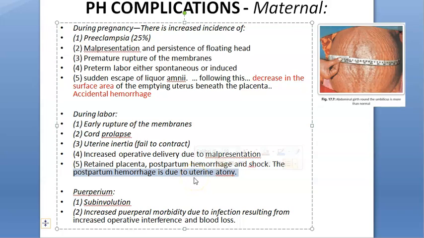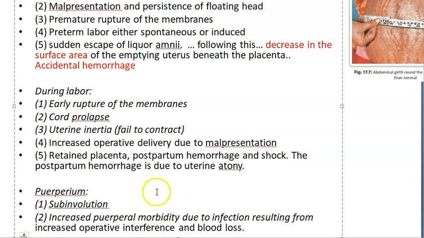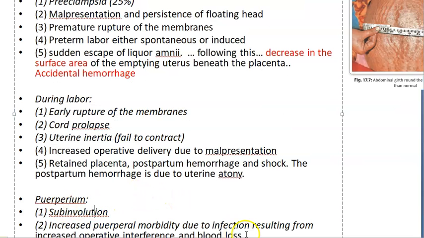Why does the postpartum hemorrhage happen? Because of uterine atony. Again, it's very flabby, the uterus, right? It has to contract, which it's not. Puerperium. What happens after the delivery of the baby? Here we are, in case you're not able to see.